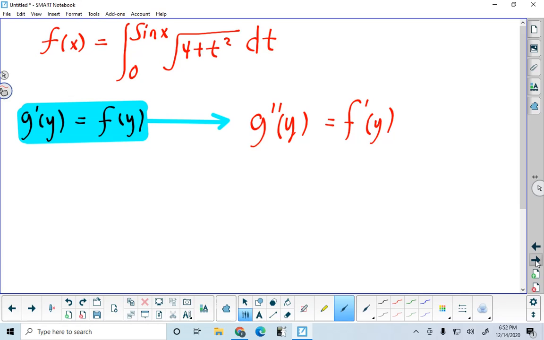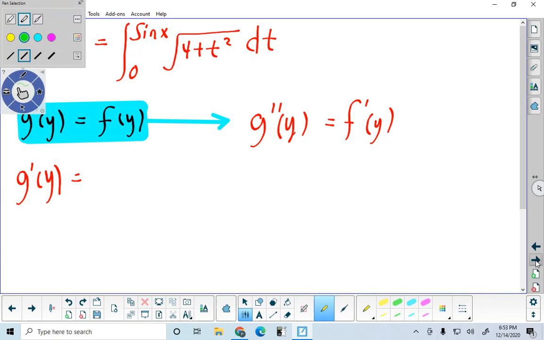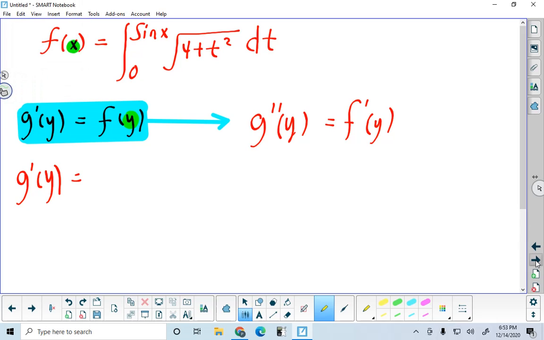In order to go from g prime of y, which is right here, to g double prime of y, I have to differentiate with respect to y, so I'm going to end up with f prime of y. And we're after g double prime of y. Okay, so what is f of y? Well, f of y is what we get when we put y in every place there's an x in f of x.